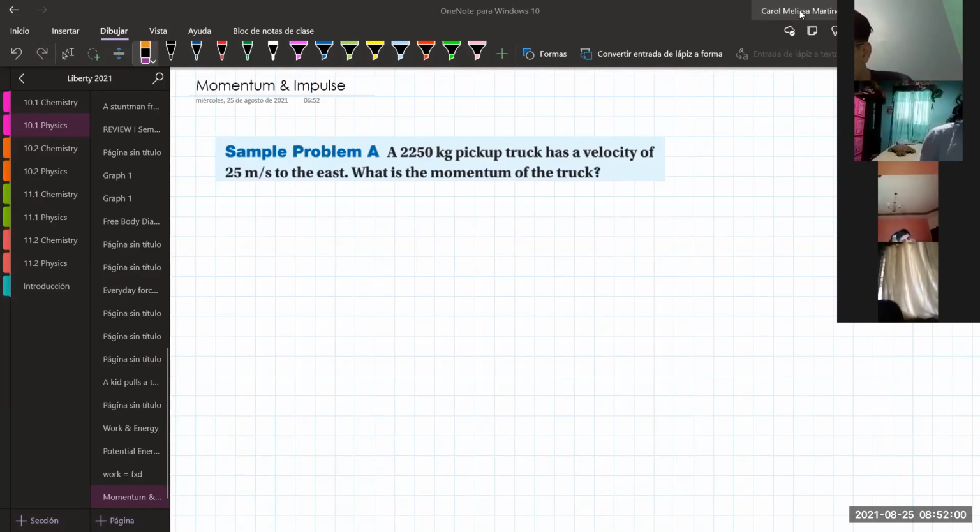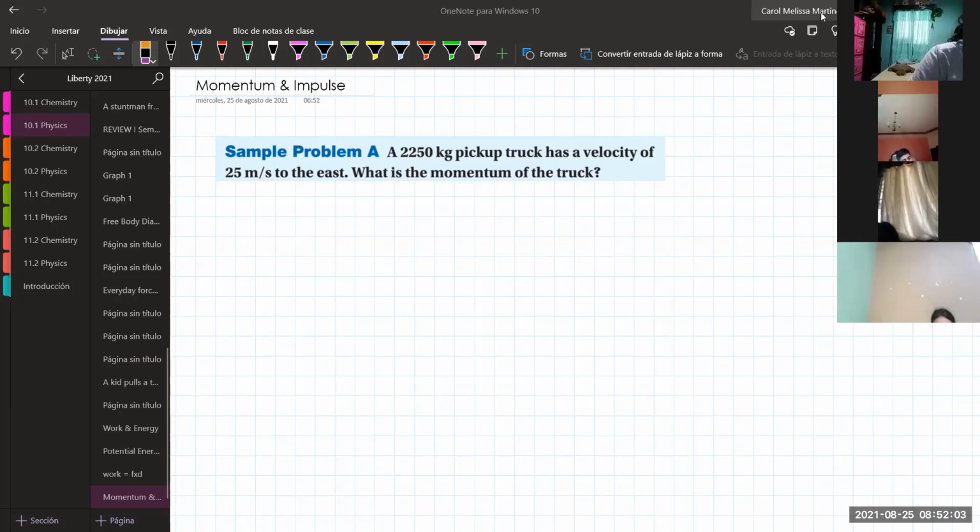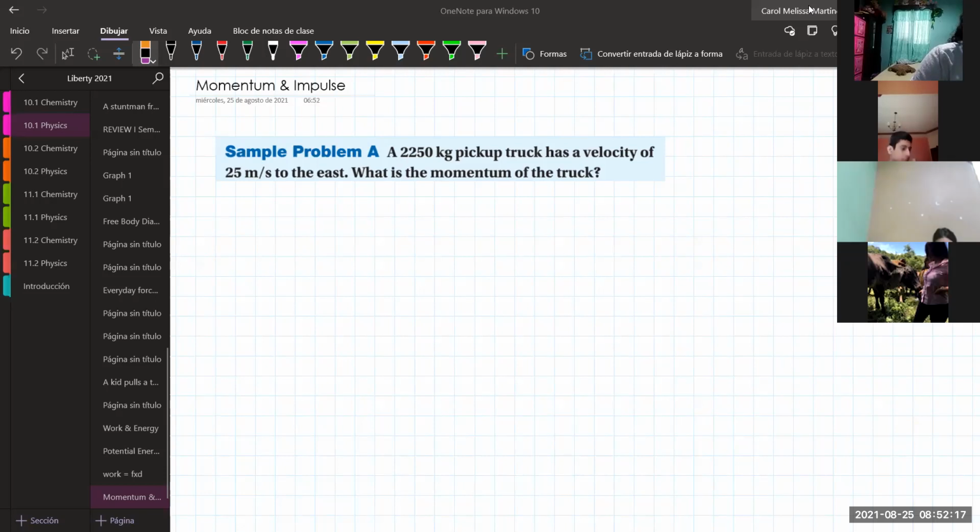The problem says a 2,250 kilogram pickup truck has a velocity of 25 meters per second to the east. What is the momentum of the truck? So remember, what is the main formula that we're going to look for? They're asking you to find the momentum, and the formula to find momentum is this one. Momentum is equal to mass times velocity.